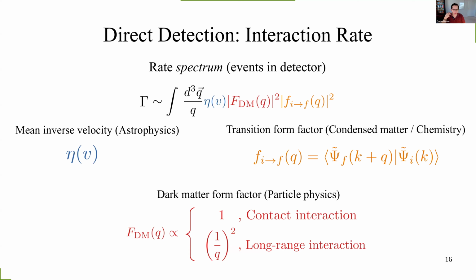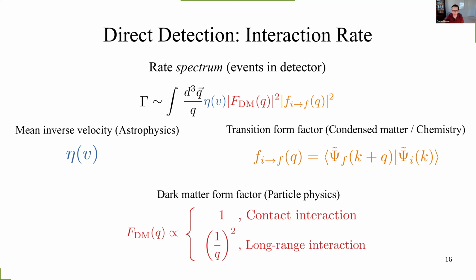What I want you to take home from this is that the rate, capital gamma, really just depends on three parts that can be factorized from one another, generally speaking. The blue here, eta, is the mean inverse velocity. So that's just the astrophysics of the problem. That tells you about how the dark matter is distributed in velocity space. The red, which is the particle physics of the problem, is a way of parametrizing our ignorance of how the dark matter scatters with regular matter, okay?